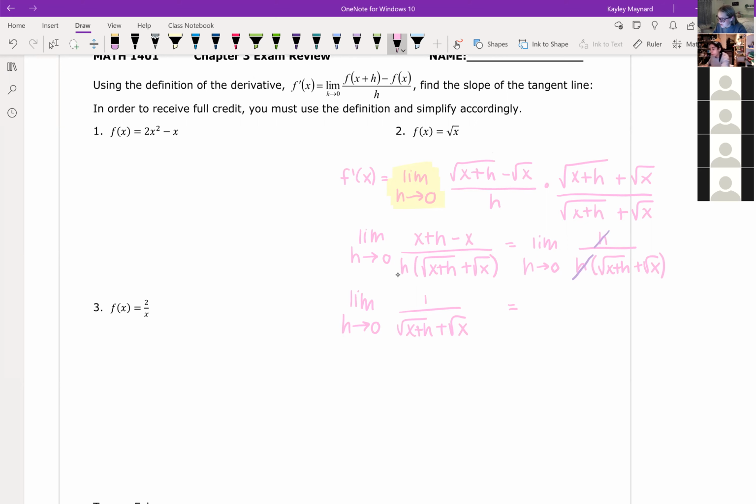So we'll plug in 0 now and we'll get 1 over the square root of x plus the square root of x, which is 1 over 2 square roots of x.